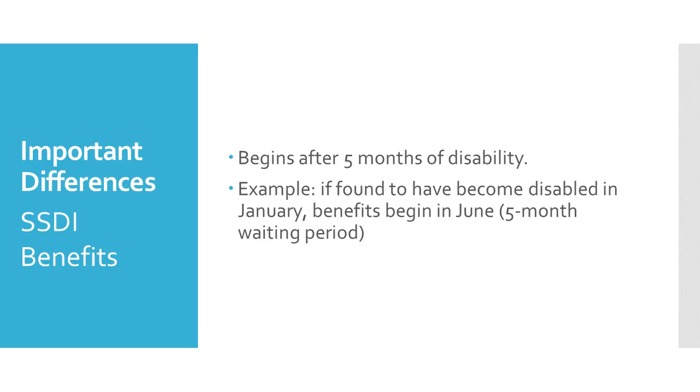For SSDI, there is a waiting period for benefits. And the payment of benefits begins after it's been determined that you've been disabled for 5 months. Typically, awards are made sometime after you apply. So it's possible that you are a year past your application date. It's determined that you were disabled as of your application date. The first 5 months that you are disabled, you are not paid SSDI benefits. It will start with the 6th month of disability.